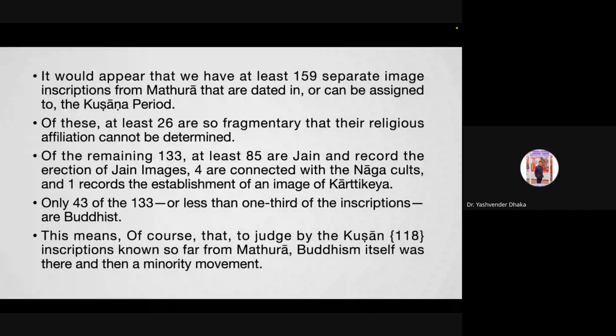Now, only 43 out of 133, it means almost 1/3, are Buddhist. So Buddhism was not as prominent as has been discussed in Mathura. If you judge the Kushana inscriptions, Buddhism itself was a minority movement there, and Jainism was the predominant movement. So we need to see these things in a proper light, proper manner, and we should not go blind by the colonial historiography also, like Buddhism was flourishing everywhere.